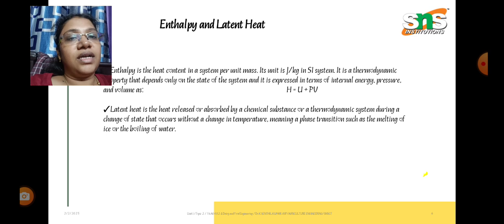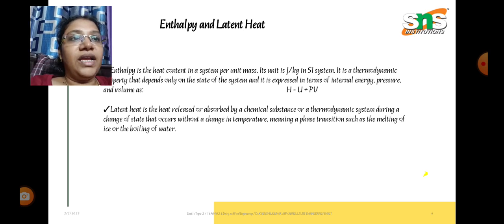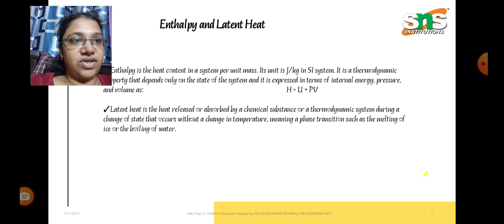Next, the third thermal property is enthalpy and latent heat. Enthalpy is the heat content in a system per unit mass. It is a thermodynamic property that depends only on the state of the system, and we can relate enthalpy in terms of internal energy and pressure. Latent heat is how much heat is released or absorbed by a substance during a change of state, which occurs without a change in temperature, during a phase transition, like melting ice or boiling water.